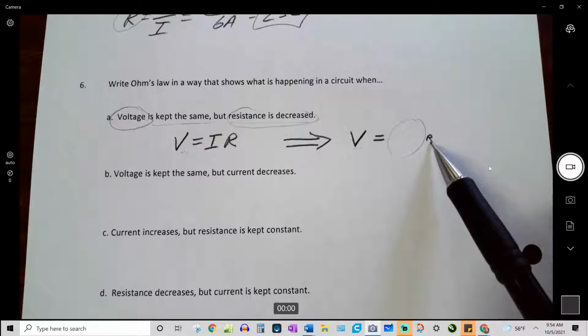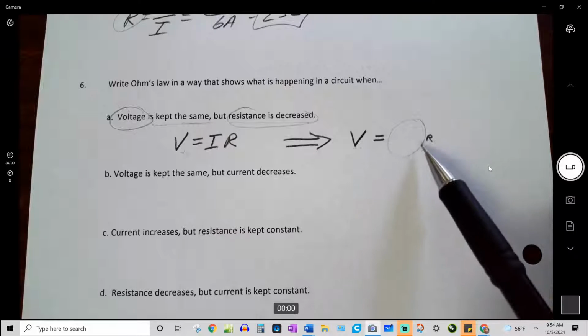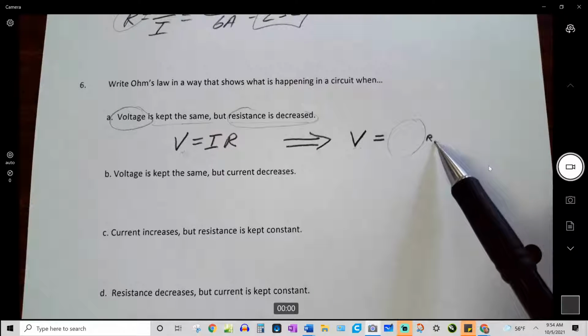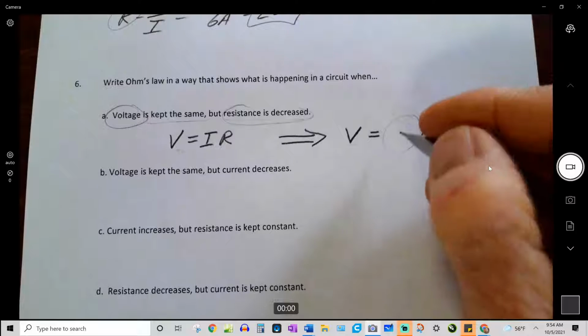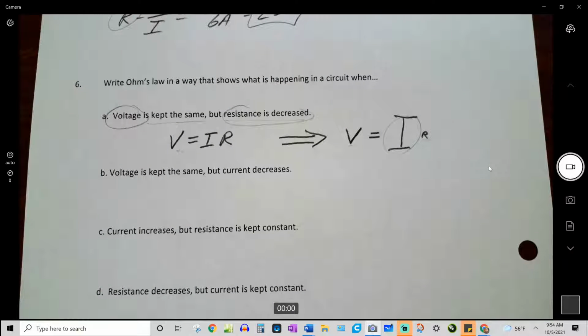but have I increased or decreased resistance? Decreased. So if I have the same pump with the same pressure and now there's less resistance in here, what's going to happen to the flow? We're going to get the same flow, more flow, or less flow? It's going to be more, right? So I'm going to make my I bigger. So that's what will happen.